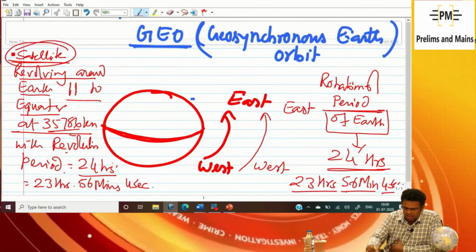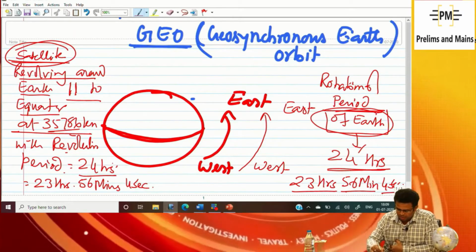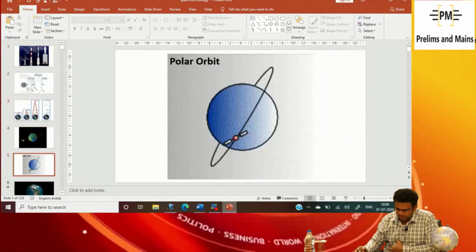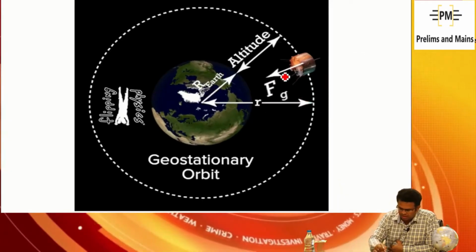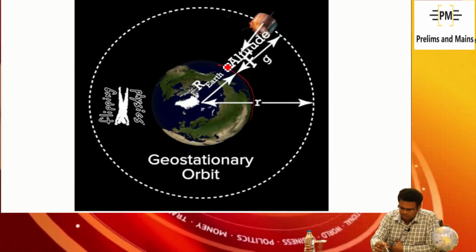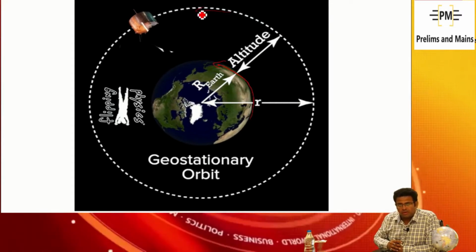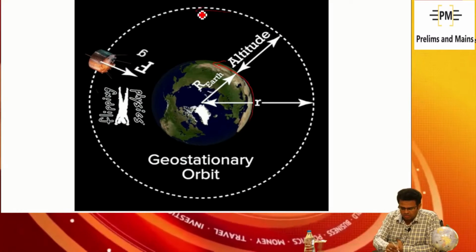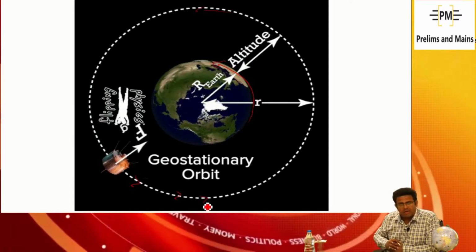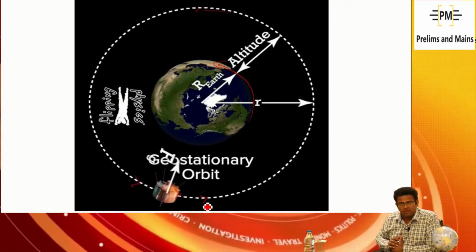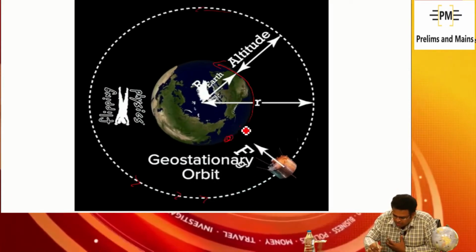So one part is about the satellite, another part is about the Earth. The rotational period of Earth on its axis is equal to the revolution period of the satellite at a height of 36,000 kilometer, or better to say 35,786 kilometer.